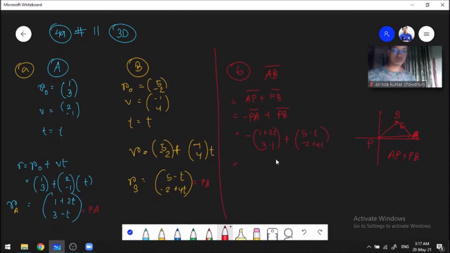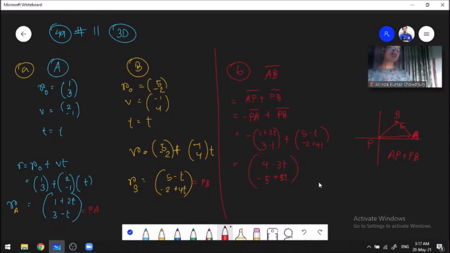From there we can see that our final vector is 4 minus 3t and 1 plus 3t. Oh, sorry, this is minus 5 plus 5t, minus 5 plus 5t. So there was a calculation mistake. So this is what the question wanted us to show, and we have shown it.